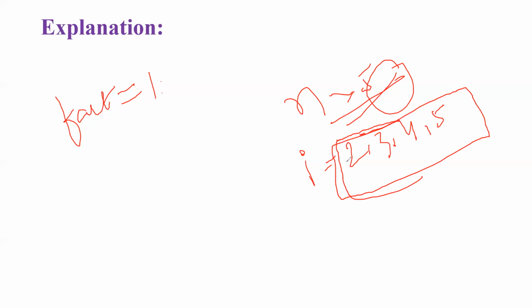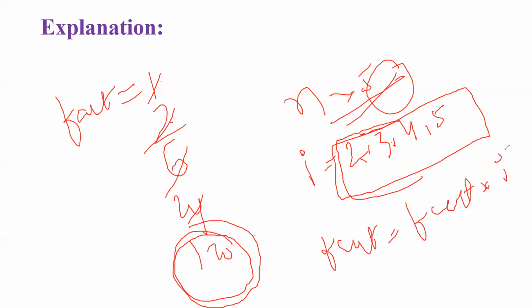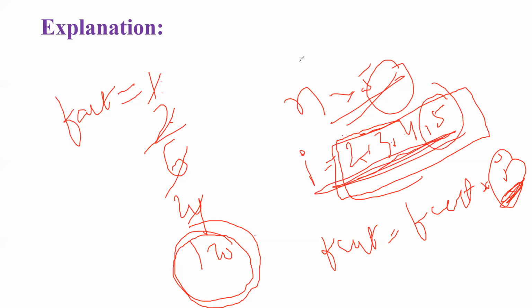See, 1 into 2, the fact value will be changed to 2. 2 into 3, fact value will be modified to 6. 6 into 4, it will be modified to 24. 24 into 5, it will be 120. See, we got the value of 5 factorial, right? Quite simple. We are just doing one simple thing, which is fact equal to fact into i, where i is all the possible numbers within the range of 2 to that number. This is all about the iterative approach.